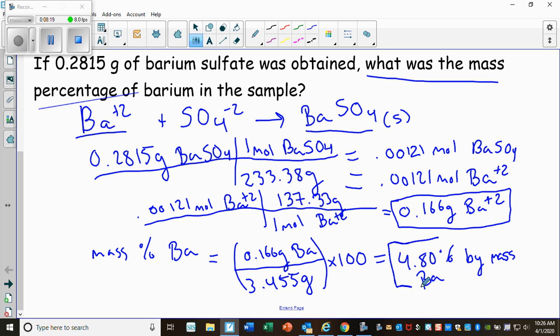So there we go. A little percent by mass problem, not that hard a thing to do, but something we haven't looked at in a really long time. So I just wanted to show this again.